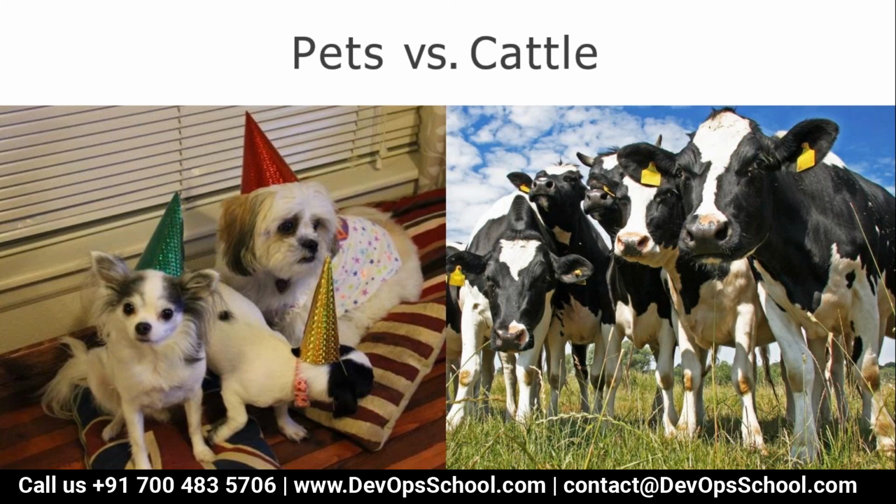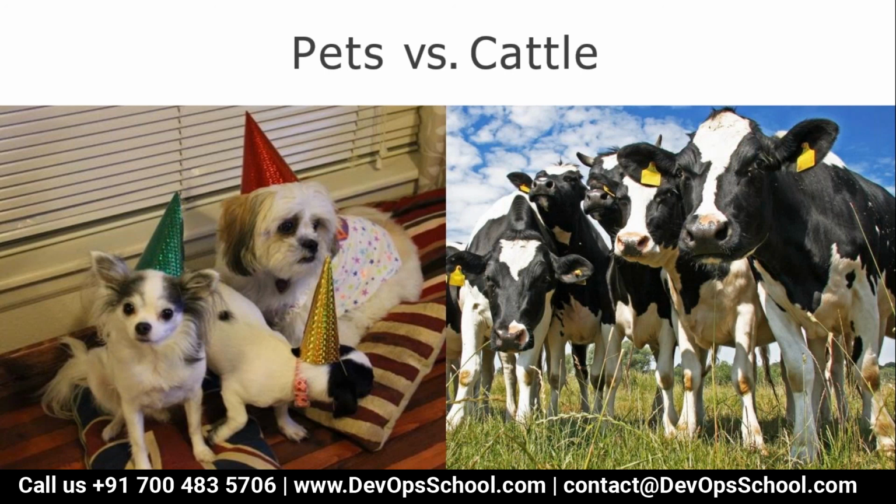Okay, so if you are the owner of the pets, you do something different. But let's think in this way. You are not the owner of pets. Now you are the business owner of the cattle. When you own the cattle, why do you own the cattle? Because you want to deliver, let's say, 100 liters of milk to your client every day.